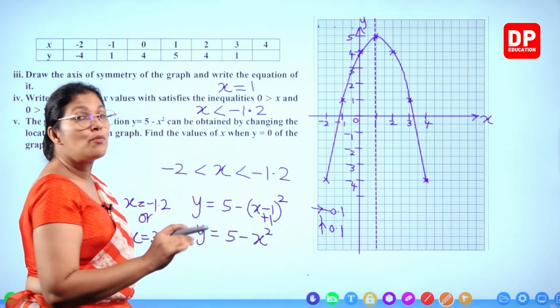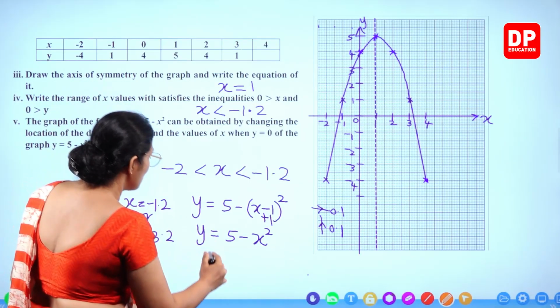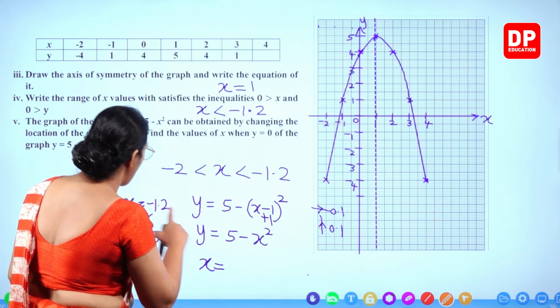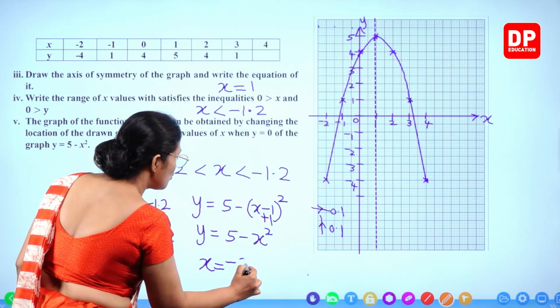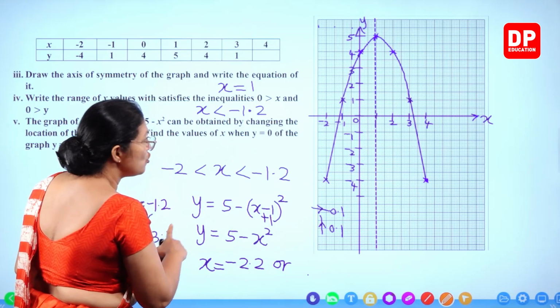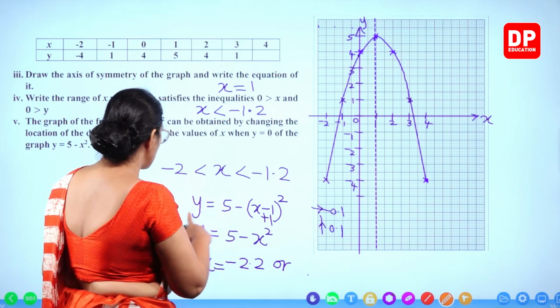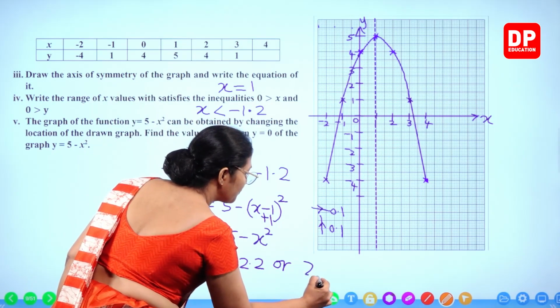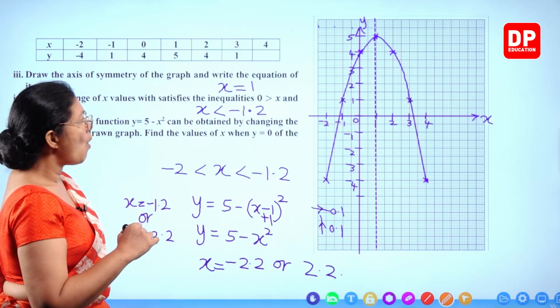If the graph is moving 1 unit to the left, what are the new values? The x value becomes minus 1.2 minus 1, so minus 2.2. Or 3.2 becomes 1 unit to the left, so 2.2. So the new x values are minus 2.2 or 2.2.